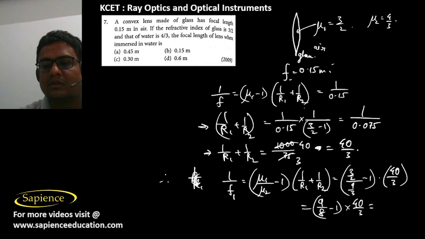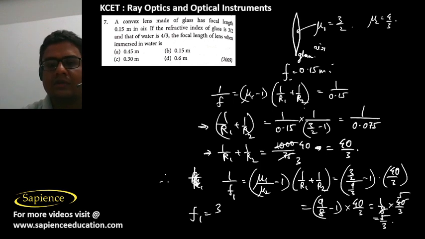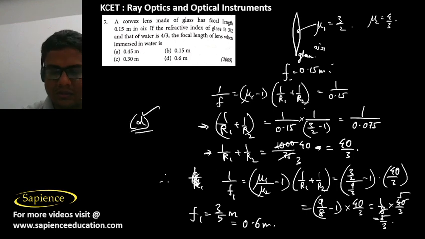So this will be 3 3 is 9, so (9 by 8 minus 1) into 40 by 3. So this is 1 by 8 into 40 by 3. So this is 5 8 is 40, so 5 by 3. So f1 will be equal to 3 by 5 meter. So it is 0.6 meter. So option D is the correct answer.